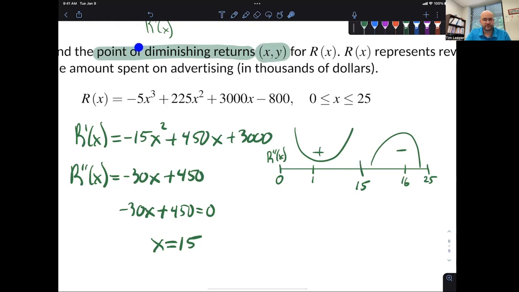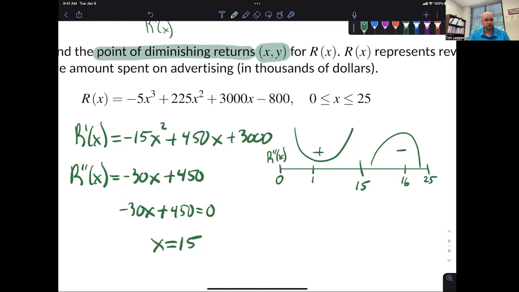But specifically, we want the point of diminishing returns. Is that the correct kind of inflection point? It's only a point of diminishing returns if it goes from concave up to concave down. And that's exactly what happens here. So therefore, x equals 15 is the point of inflection.